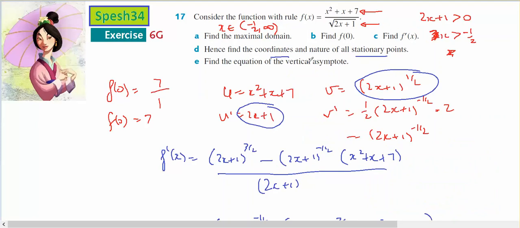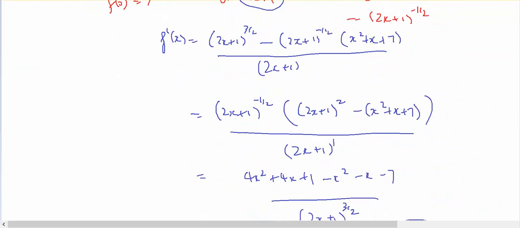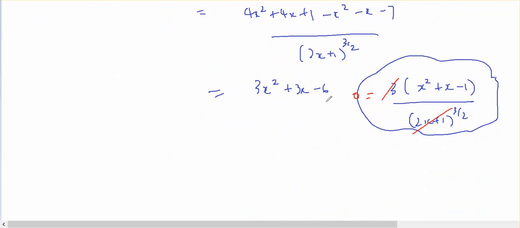Part D, find the coordinates and nature of all stationary points. I want to make this derivative equal to 0, which means that's a minus 2, by the way, which means I want to factorise by crisscross: x, x, 2, 1 with a negative on the 1. Therefore, x equals 1 or negative 2.